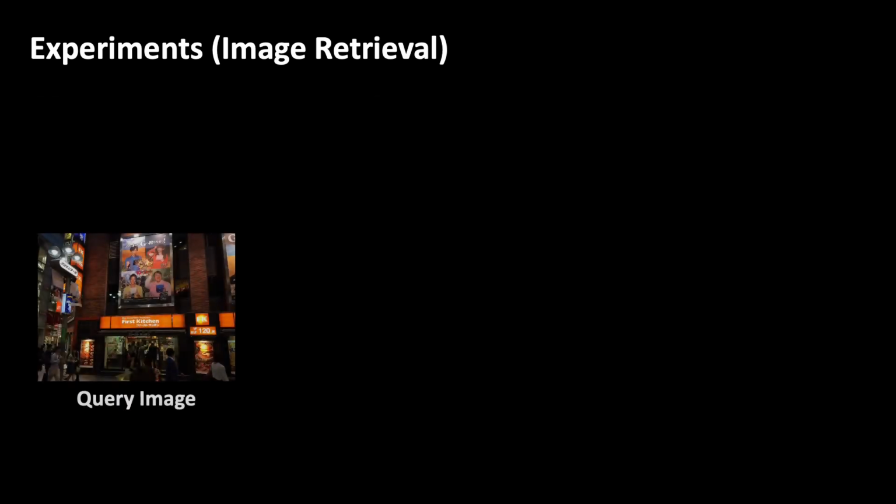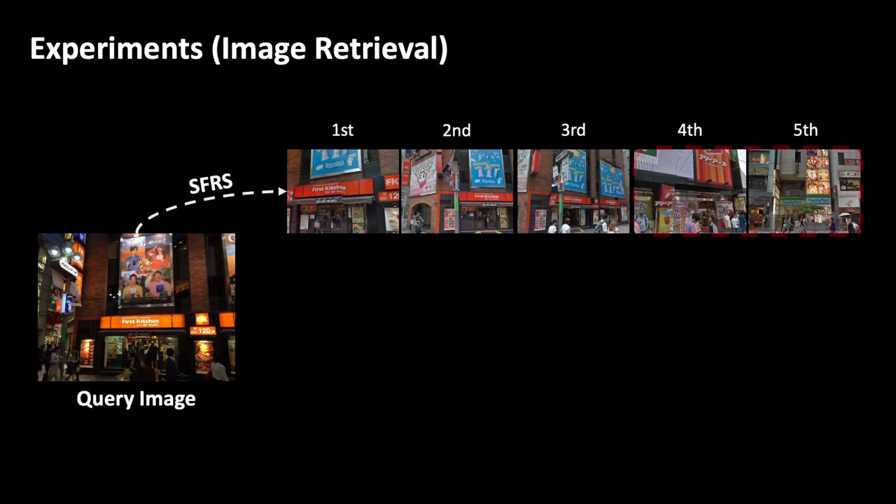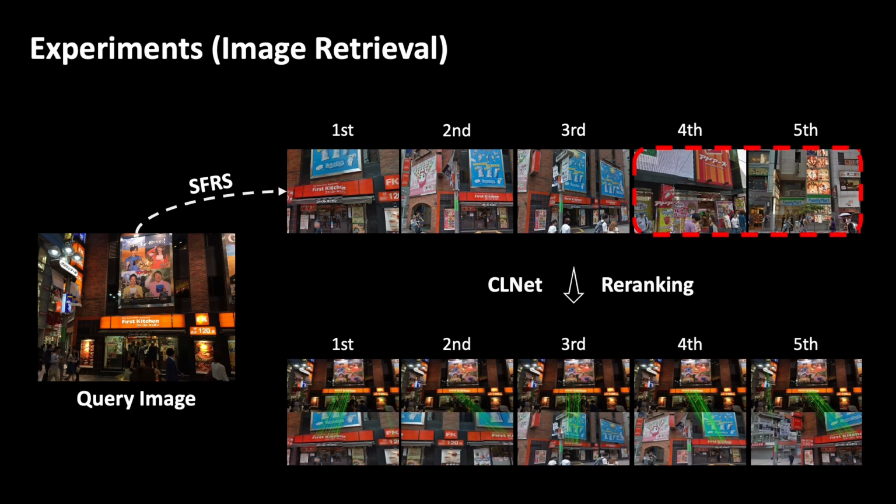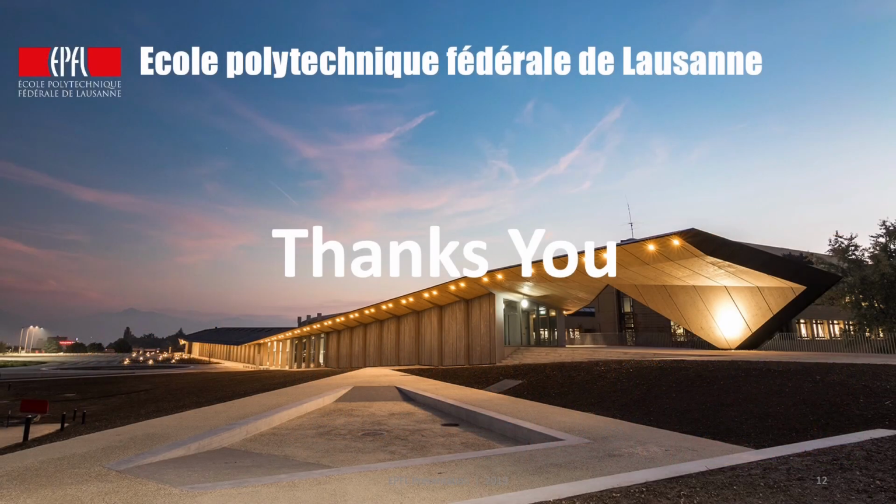As shown in this example, the 4th and 5th images retrieved by SFRS are wrong, but the results are corrected by our CLNet-based re-ranking. Thanks for watching.